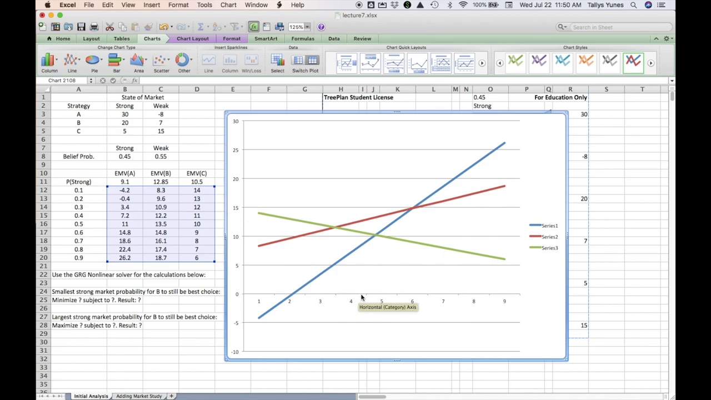And 0.45 is like here in the middle between 4 and 5, right? And who is the highest EMV? Is the red. Who's red? Red is B. Yeah, indeed. If strong is 0.45, B is the way to go.